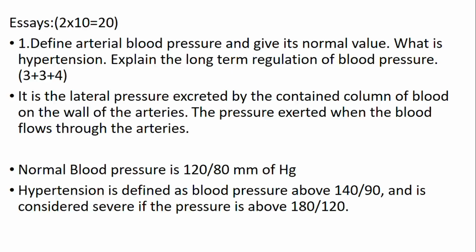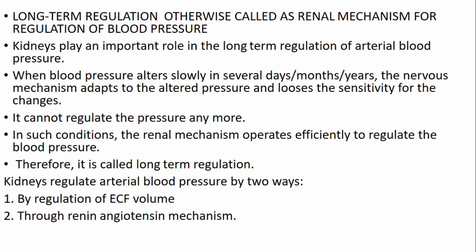Blood pressure is the lateral pressure exerted by a contained column of blood on all of the arteries. This pressure is exerted when the blood flows through the arteries. Normal blood pressure is 120 by 80 mm of mercury. Hypertension is defined as blood pressure above 140 by 90, and it is considered severe if the blood pressure is about 180 by 120. The long-term regulation of blood pressure is otherwise called the renal mechanism for regulation of blood pressure.